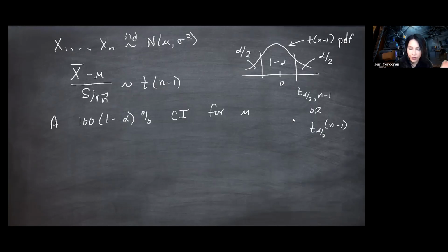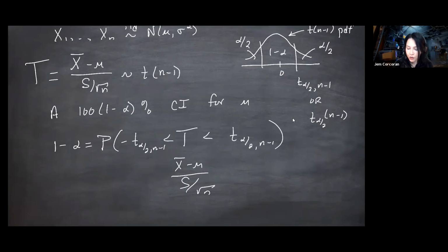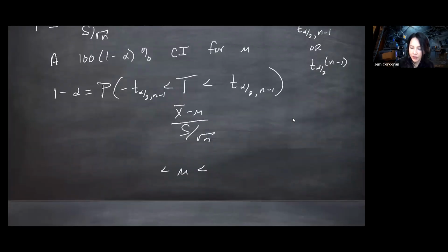So I think I can finish this off. We'll get area 1 minus alpha by putting our t between these two numbers, t alpha over 2 n minus 1, and the negative of t alpha over 2 n minus 1. And then you plug in what you have, and you solve for mu in the middle, and you ultimately get X bar minus t alpha over 2 n minus 1 times S over the square root of n, and then the positive version over here.